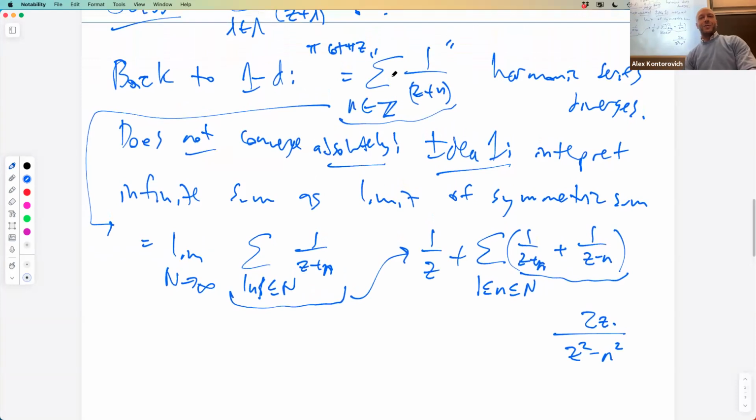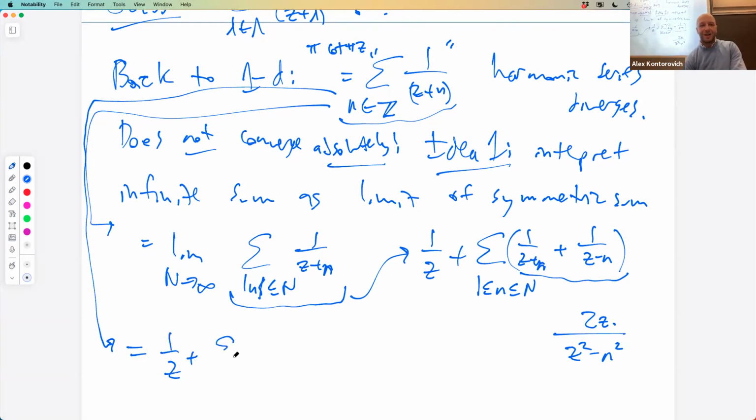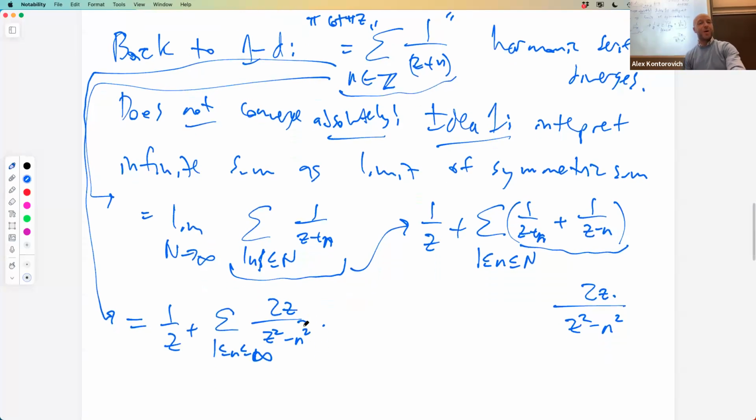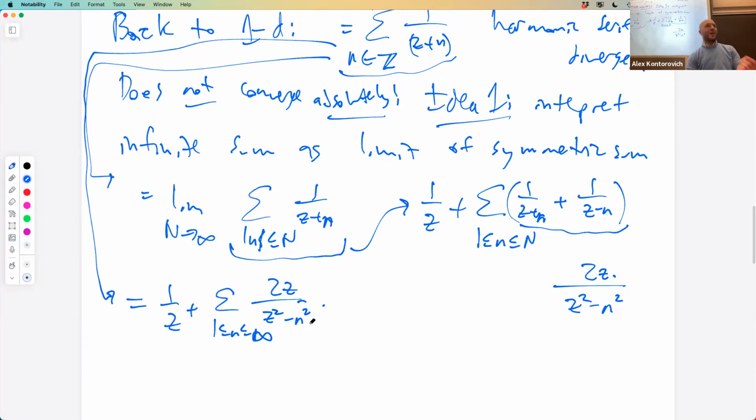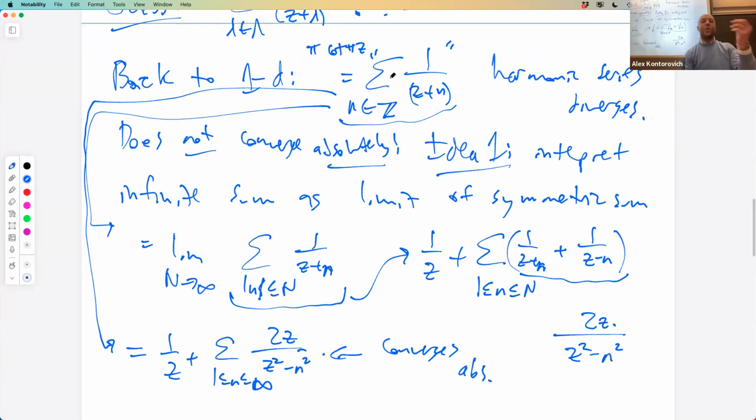So really, what we want to do is not sum this function. We want to replace this function by the function 1 over z plus a sum over n up to infinity of the function 2z over z squared minus n squared. That has no problem converging, because its nth term is like 1 over n squared, not 1 over n. So this converges absolutely and uniformly on compacta. So that's one way of making sense of this summation. Does that make sense?